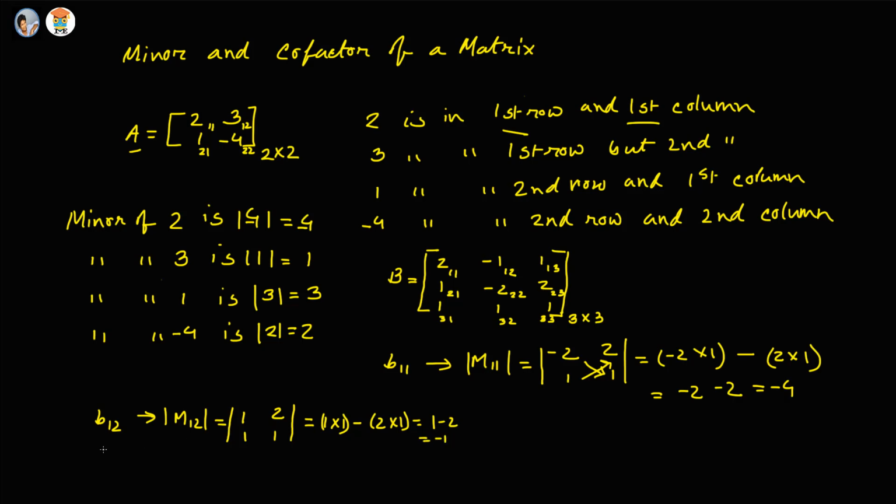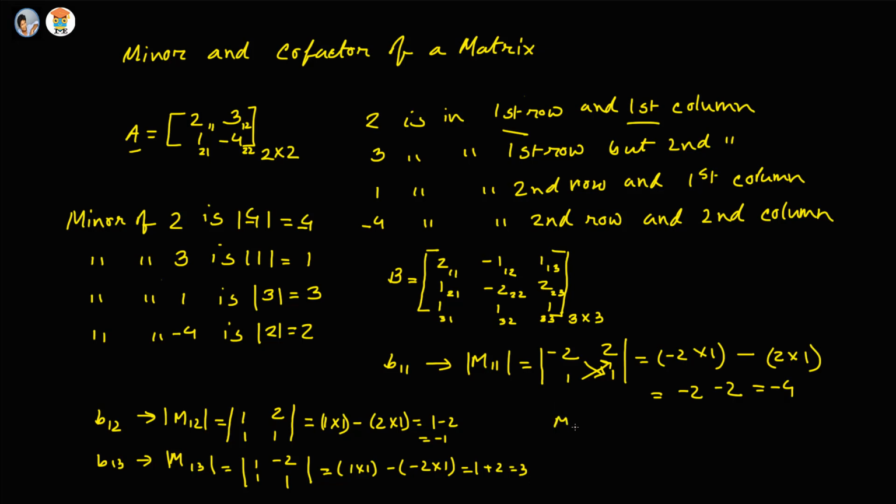Now similarly we can find out for element B13, the minor will be, say, M13, will exclude the first row and the third column, and we will be left with 1 1, this one and this one, and this is -2, -2 and 1. So we will have what? 1 multiplied by 1 minus -2 multiplied by 1. So we will be left with, it is 1 plus 2, which is equal to 3. We can find out the minors for other elements.